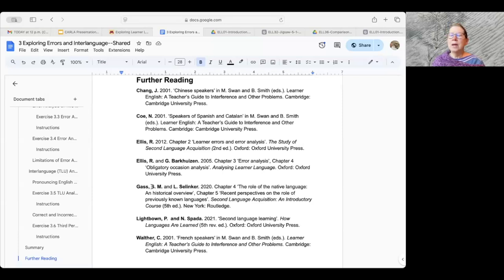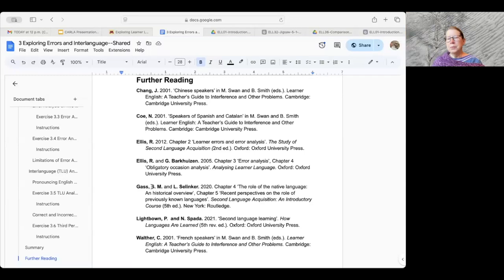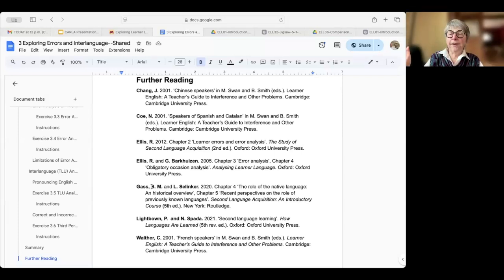What are the difficulties with that? For example, just the very first question is, what's an error? In the SLA text, it's presented as if that's a no-brainer. Of course, we all know what an error is, but it's not a simple thing to know what's an error.